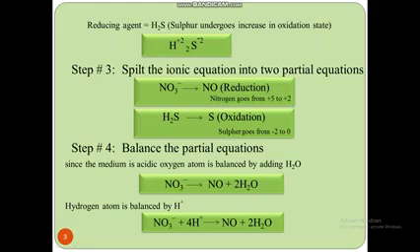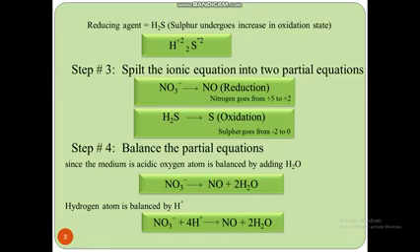The reducing agent is hydrogen sulfide. Here sulfur undergoes an increase in oxidation state. In hydrogen sulfide, hydrogen has +1 oxidation state. Since we have 2 hydrogen atoms, the oxidation state of hydrogen is +2 and therefore sulfur has -2 oxidation state.